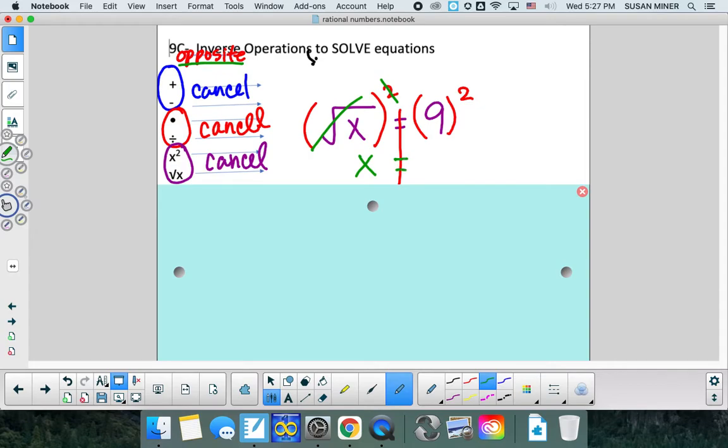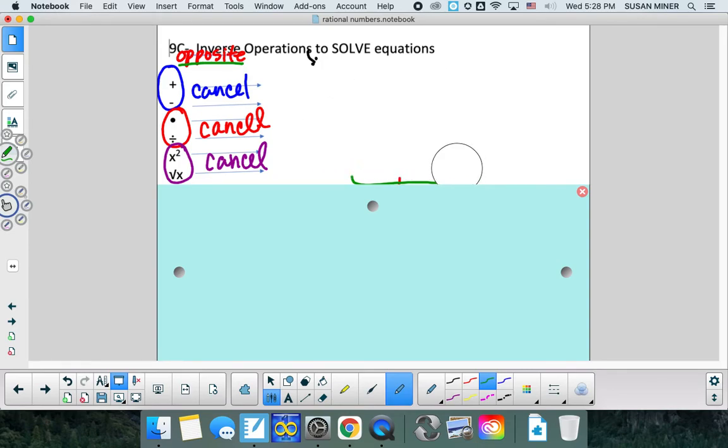Over here, I have 9 squared, which is 81. Now, feel free to do this in your calculator, 9 raised to the second power, to figure out what that is. So a couple of things are happening here, remember. One, I'm using the opposite, which is the square root, to cancel out the exponent, or I'm using the exponent to cancel out the square root. And it works both ways. In order to get x by itself, what opposite operation can I use?